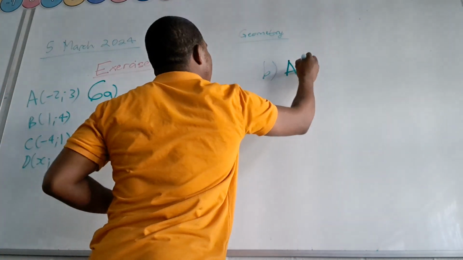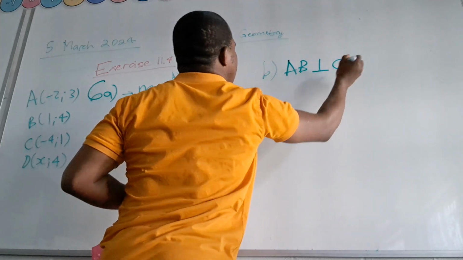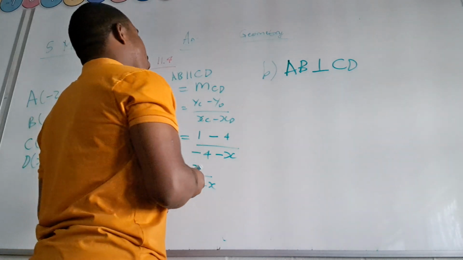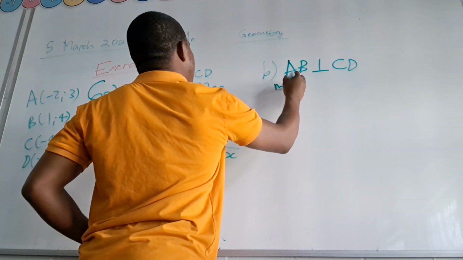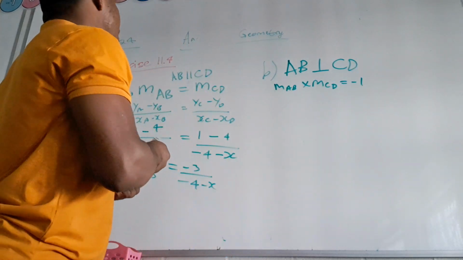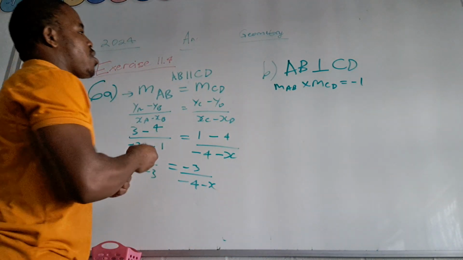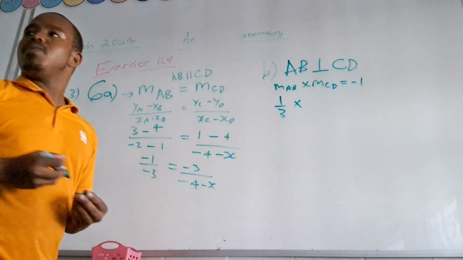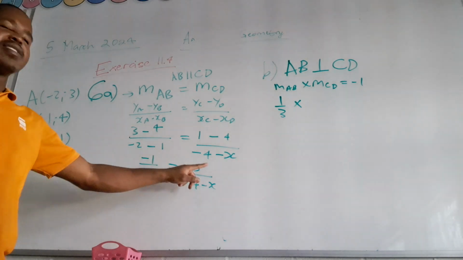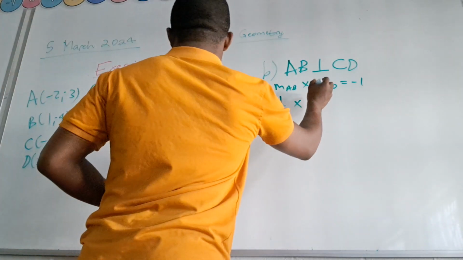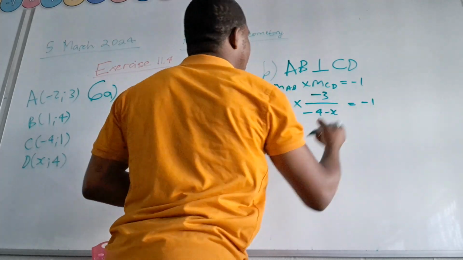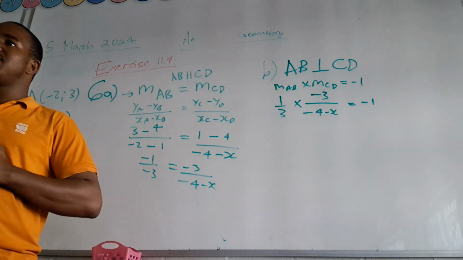If AB is perpendicular to CD, great. Now we know that the gradient of AB times the gradient of CD must be negative 1. So what do we have? We now know that MAB is just going to be 1 over 3. Then this stays the same as this, so it's minus 3 over minus 4 minus x is equal to negative 1. Everybody in agreement?